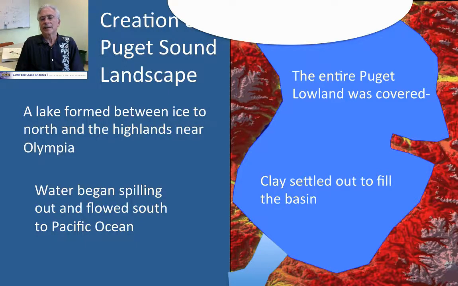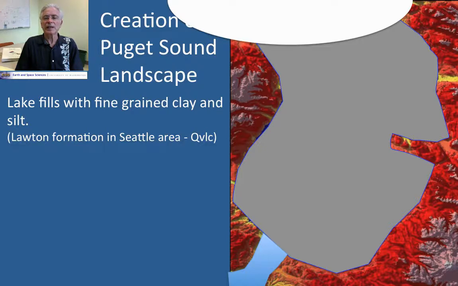This lake then was a settling basin for all the fine-grained material coming out of the glacier, and so clay settled out to fill the basin. And eventually the lake was entirely filled with this fine-grained clay and silt. We call this layer the Lawton Formation in the Seattle area, and it's given the geologic term QVLC, Q for Quaternary, V for Vashon. So this was a Vashon stage of the glaciation and the Lawton Clay Formation.